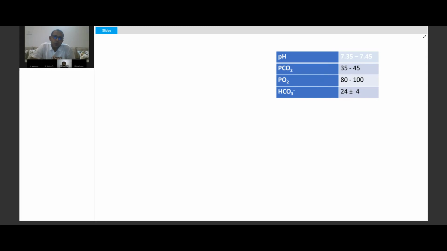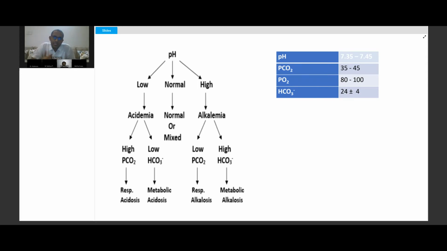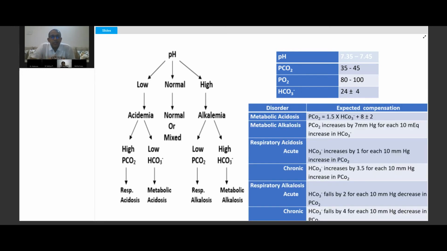Based upon Henderson's equation and a simple algorithm, when the pH is low you call it acidemia, along with an increase in hydrogen ion. When your pH is high, you think of it as alkalemia. Based upon whether your PCO2 is high or your bicarb is low, you divide it into respiratory acidosis or metabolic acidosis. The body tries to compensate; the respiratory compensation acts earlier and takes only minutes to get into place, but the metabolic compensation takes a long while to reach.